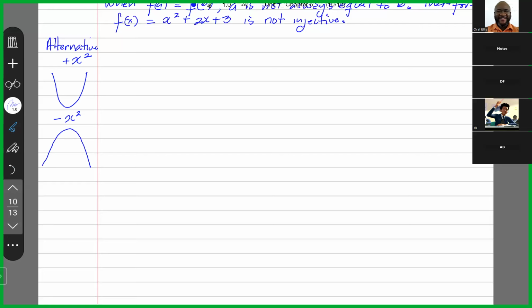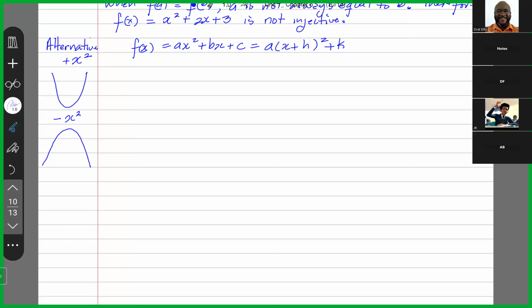Now, in order to determine the minimum turning point, we need to write the function. We need to complete the square for the function. Now, completing the square means to write f of x is equal to ax squared plus bx plus c in the form a into x plus h squared plus k. That is what completing the square means.